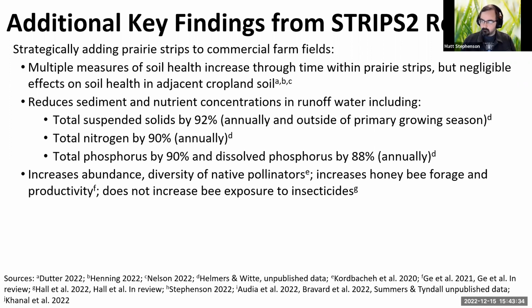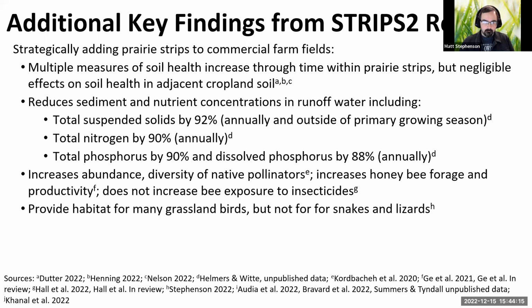We're also seeing that prairie strips provide quality habitat for pollinators. We're seeing an increase in the abundance and diversity of native pollinators. Non-native pollinator, honeybee, but important economically, we're seeing that we increase honeybee health and productivity on fields with prairie strips as opposed to those that do not have prairie strips. And we're not seeing that prairie strips are exposing bees to higher levels of insecticides than they're already experiencing being in an agricultural environment.